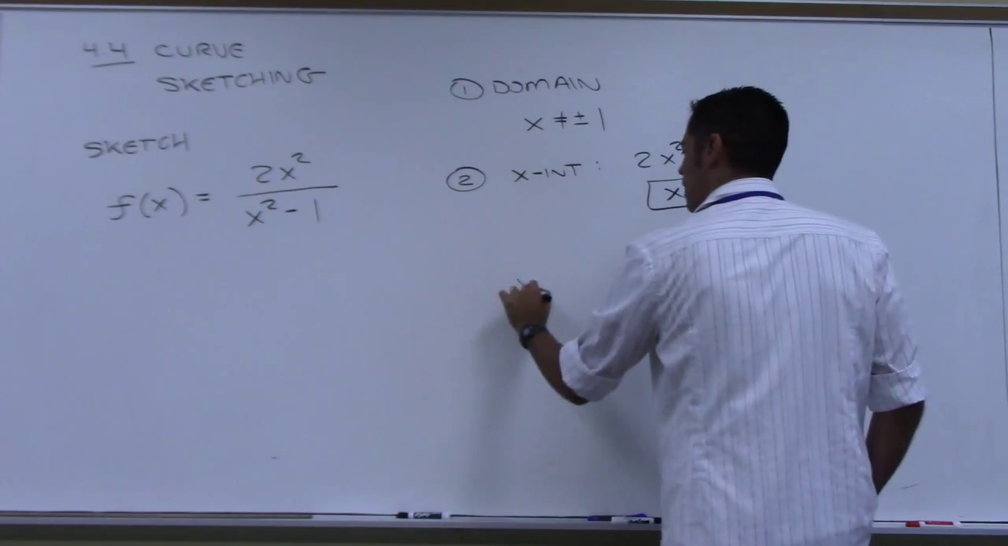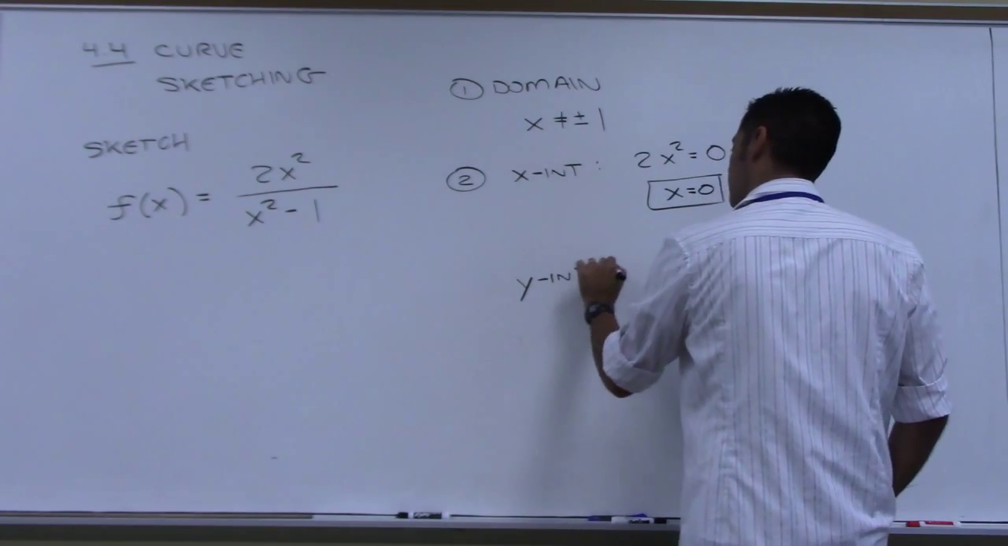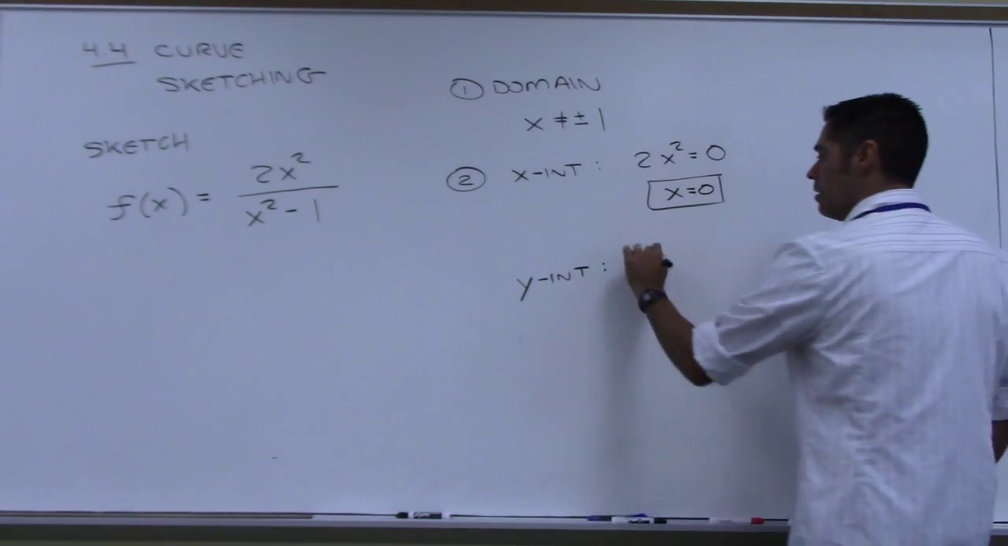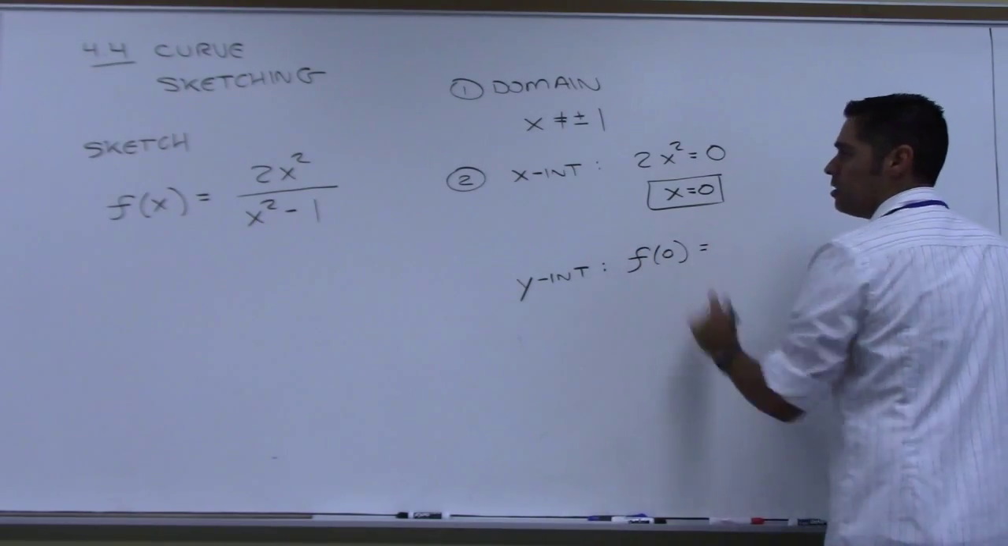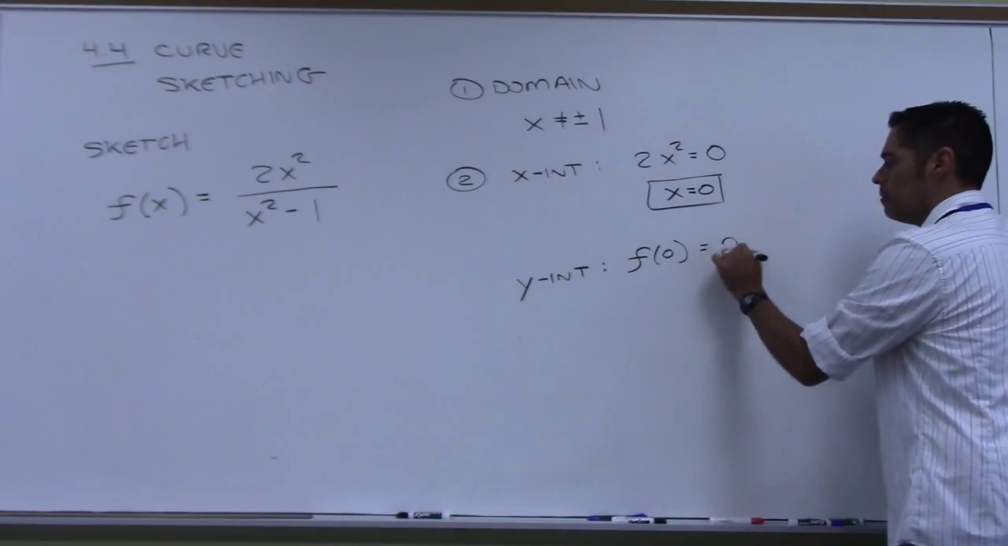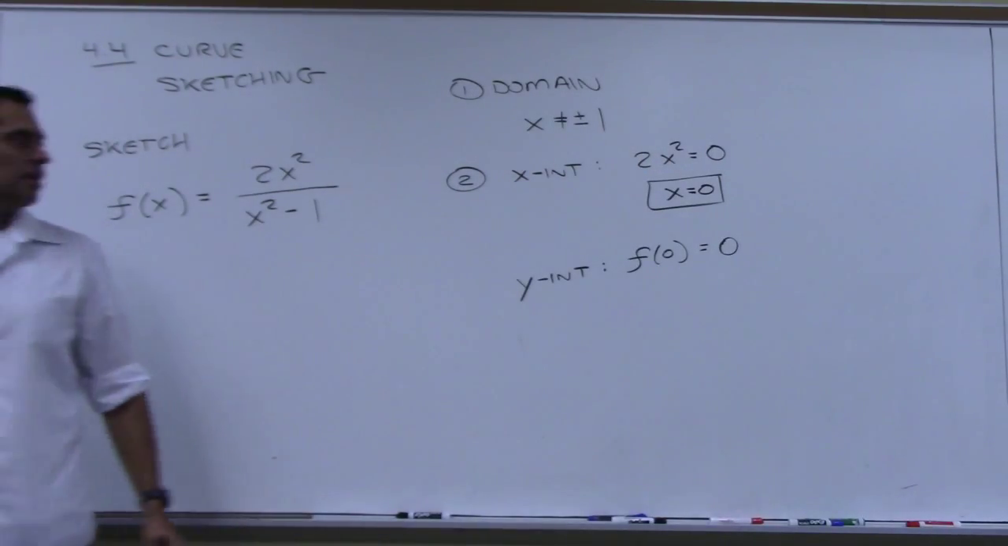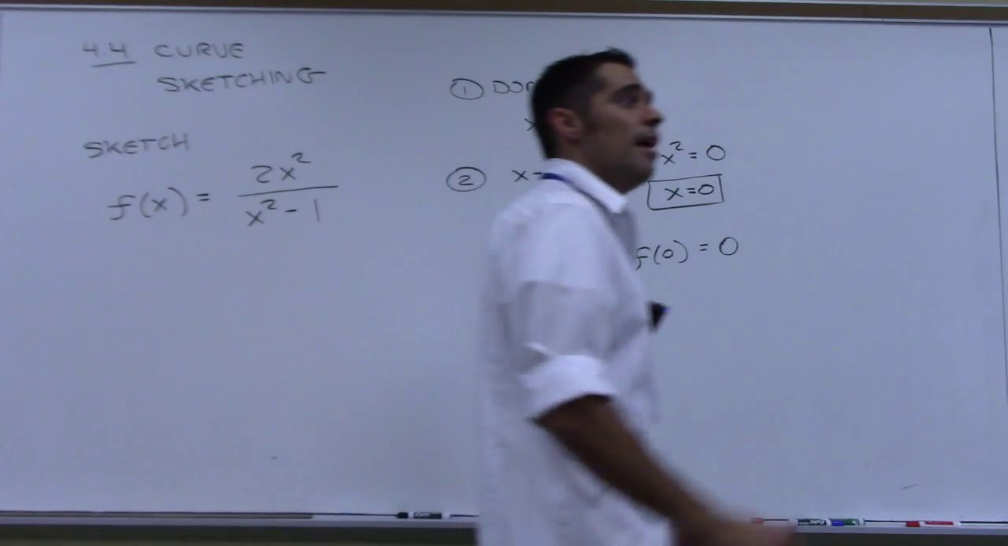Y-intercept. How do you find the y-intercept of a function? You plug 0 into the function, right? If we plug 0 in, we get 0, don't we? It's actually the same point as the x-intercept, isn't it? All right, so I've got that.